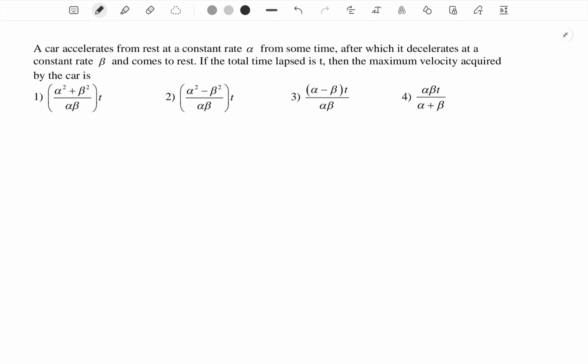Hi everyone. In this video we will discuss a few problems based on motion in a straight line. So we'll look at the first problem.